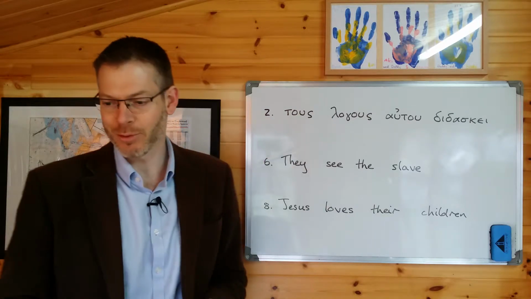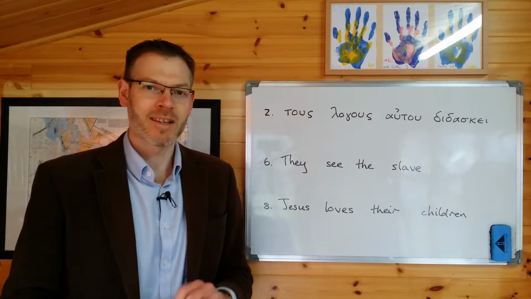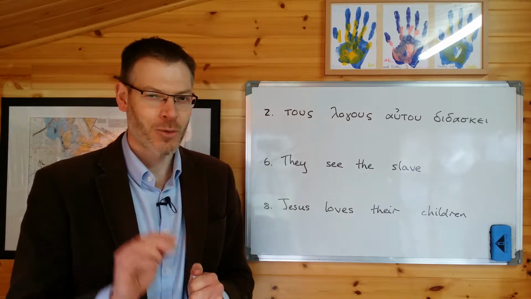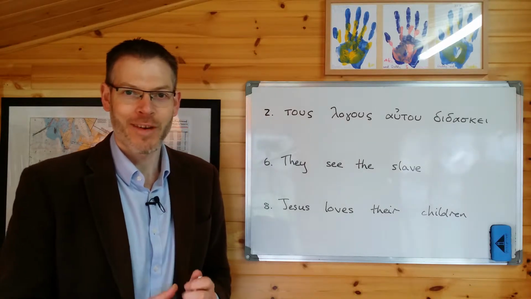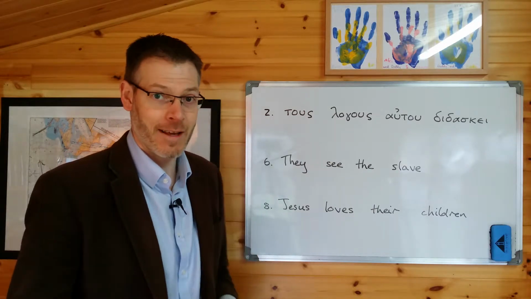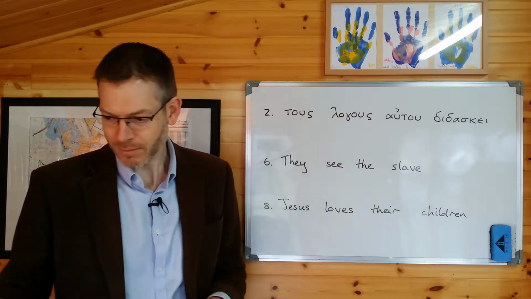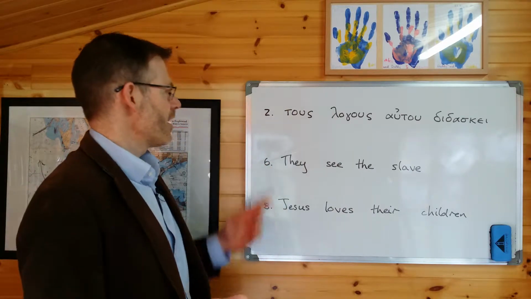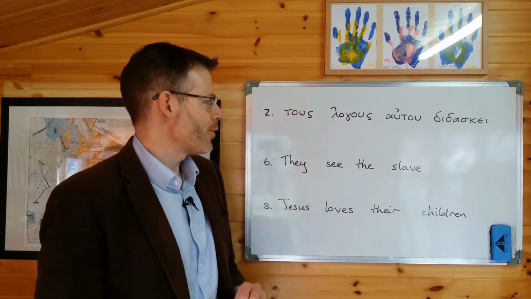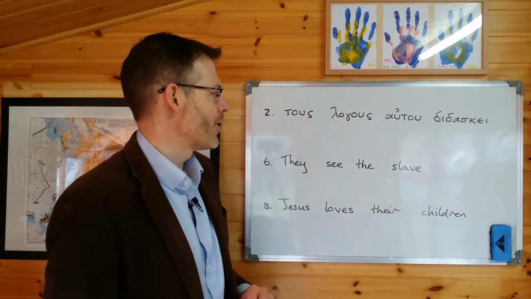And here we've got three examples from exercise 3.6 on page 40. I want to go through them with you because these highlight some of the things to watch out for that you'll need to be aware of if you're going to learn to use these pronouns accurately and to recognize them correctly. So here goes. Let's take a look at these and we'll do them one at a time. Number 2, it's right there on page 40. Tous logus autu didaske.